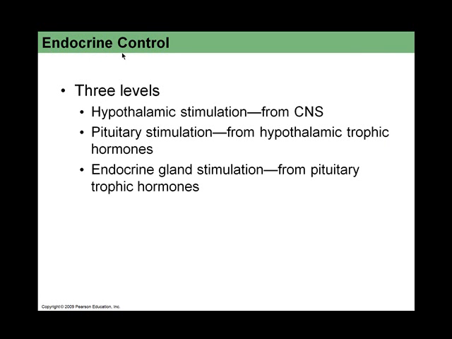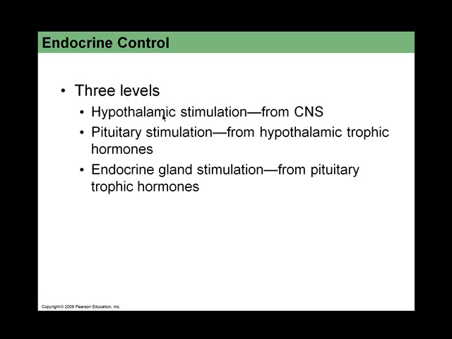So in considering the endocrine control of the hypothalamo-pituitary axes, we think of three levels. The hypothalamic stimulation coming from the central nervous system, the pituitary stimulation from the hypothalamic trophic hormones, and the endocrine gland stimulation from the pituitary trophic hormones. So the model system that I will be describing is a 3-gland, 3-hormone system.